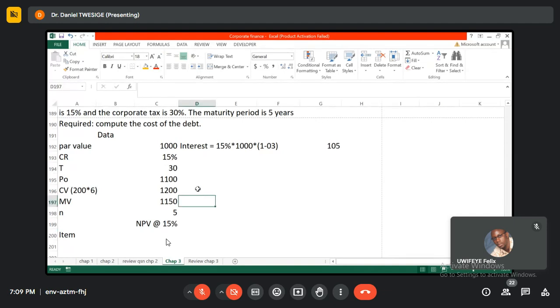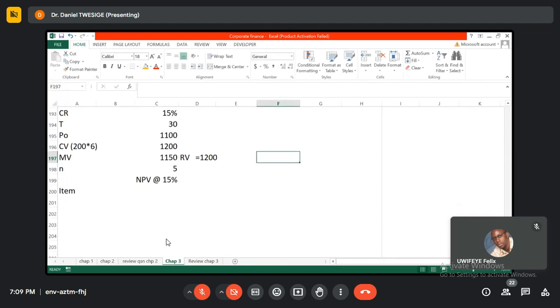So it means here our redeemable value is going to be the higher of these two. It's 1,200. What is the cost?